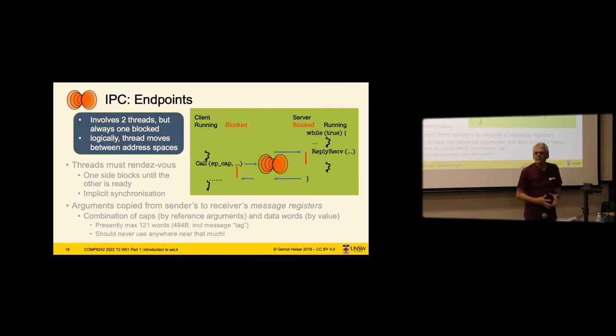Sorry, is that top right blue arrow pointing the wrong direction? No, this is meant to show that the server blocks on the endpoint trying to receive, right? And then the client comes along, sends to the endpoint, and then it's blocked until the server gets back to do the reply. So I should explain it a bit better, but it makes sense. I agree, it doesn't necessarily make sense if you just look at it that way.